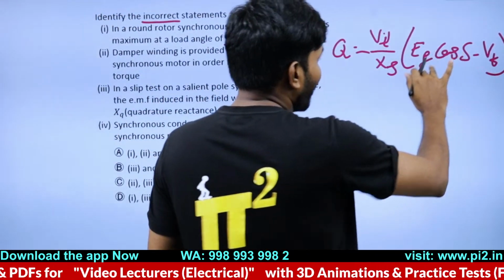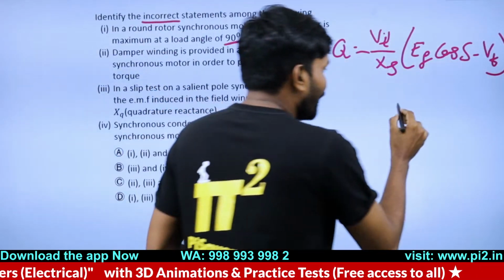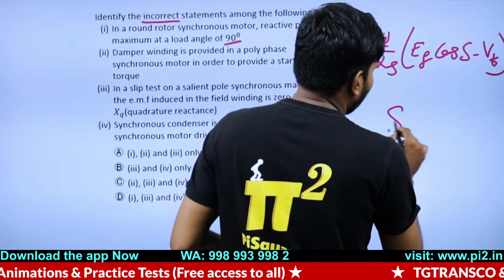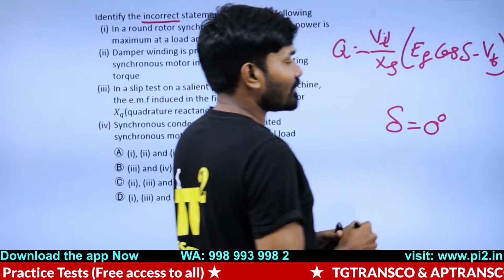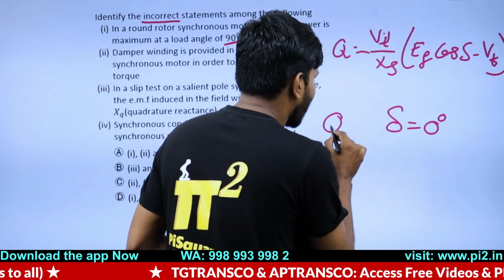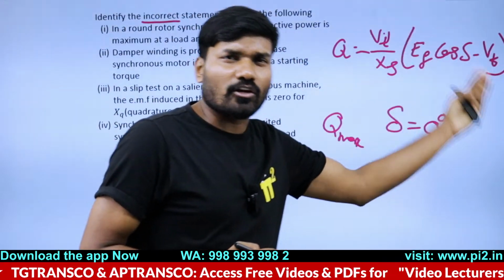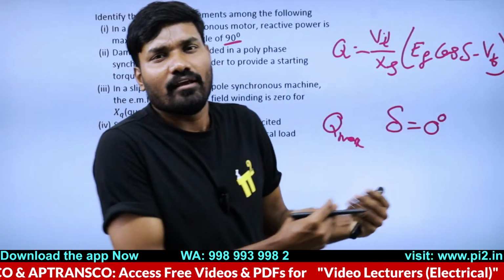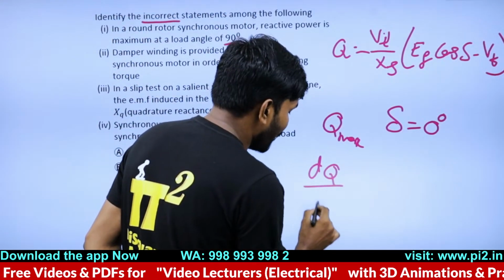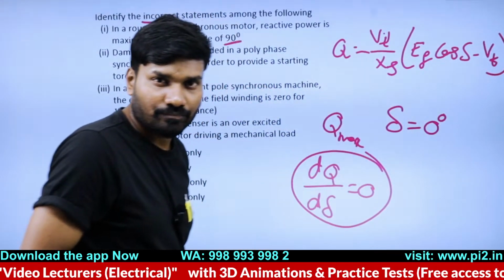Anyways, even when I'm giving this table, I give each and every point. When delta is equal to 0 degrees, then Q will be maximum. I have given this explicitly: Q is maximum when delta is equal to 0. If you are confused, and you just know this equation, then also you'll be able to get it, maybe with 30 more seconds extra. You can take dQ by d delta. When this is equal to 0, then Q will be maximum.